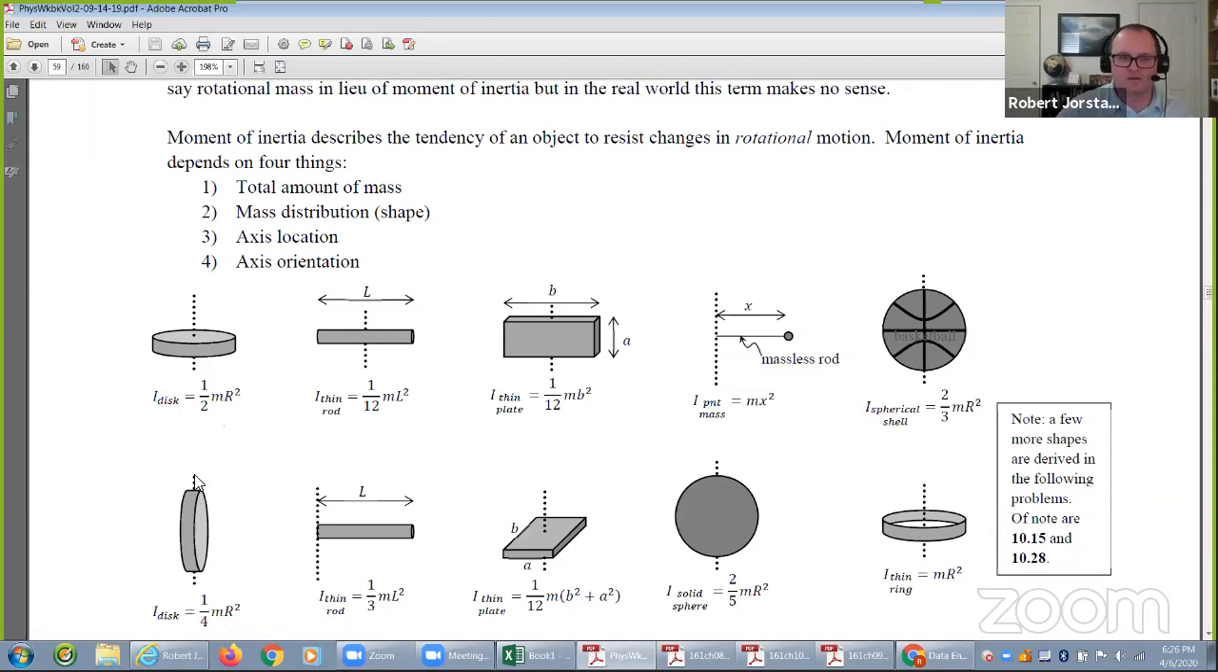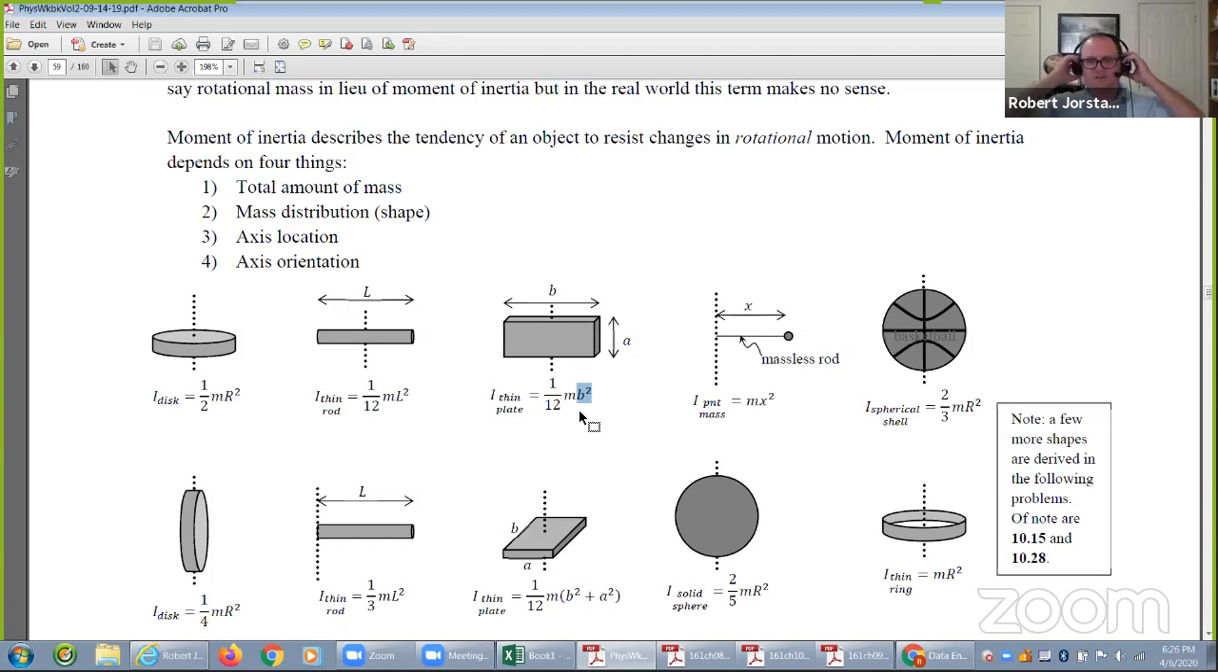If you run it through the center of the disk, but it's in the plane of the disk, you get a 1/4. So one of the things students have a heck of a time dealing with, just like this one, look at this. If I run this through the plate and it's in the plane of the plate, I get a 1/12. If I run it perpendicular to the plate, I get a 1/12, but it's a b squared plus a squared instead of just a b squared.